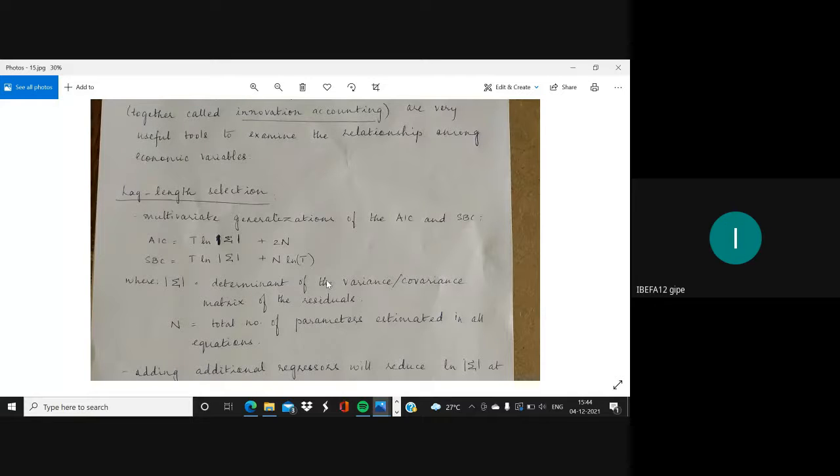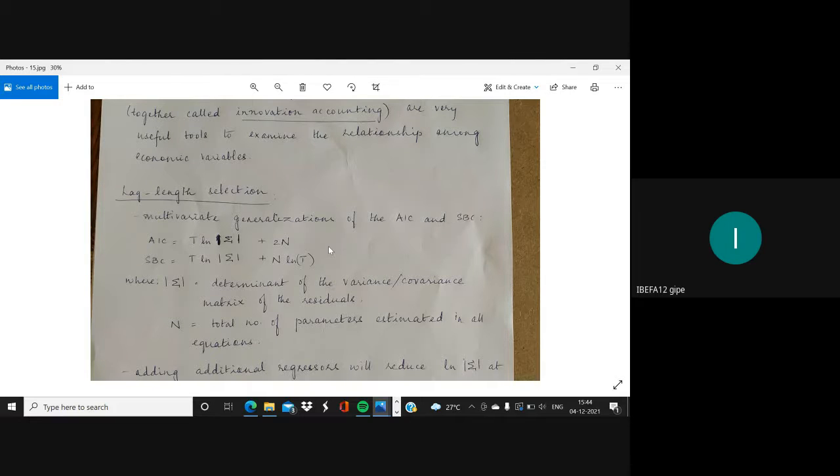So IRFs and variance decompositions are the two main tools that we use whenever we're discussing VAR models. Then other things to keep in mind while estimating VAR models are how do we select the lag length. Okay? Just like how we did for ARIMA models, there we were using AIC and SBC to select the lag length, to select the best fitting model.